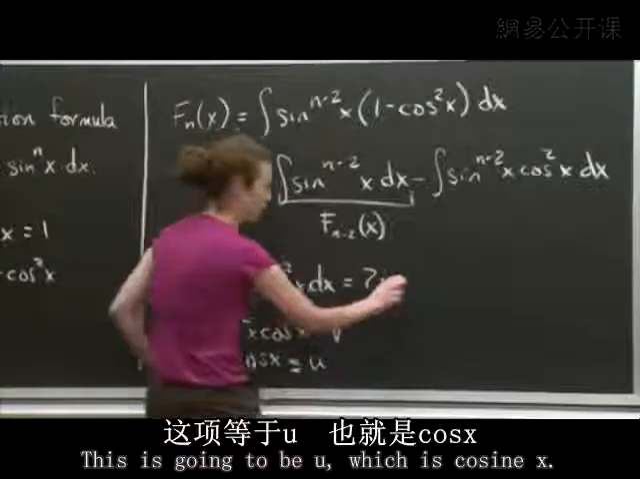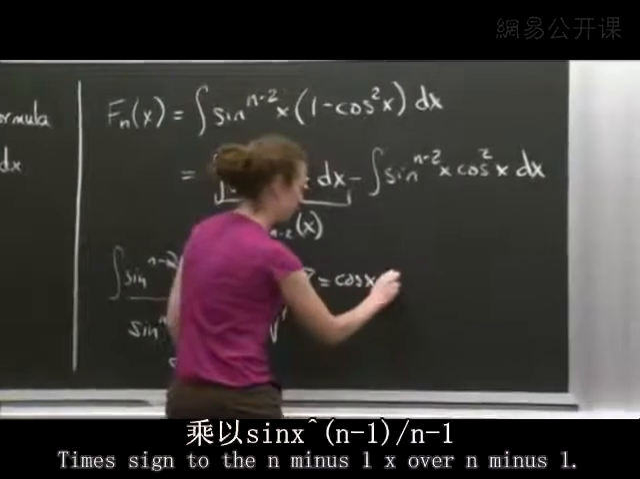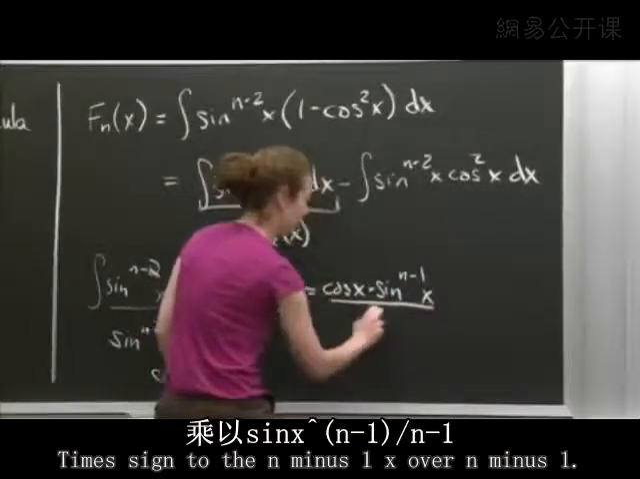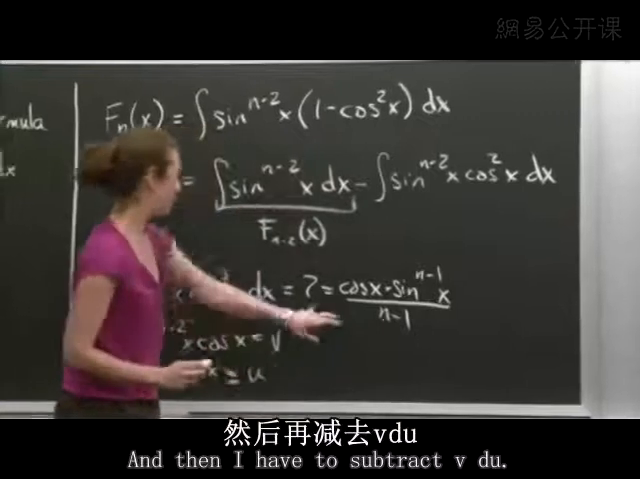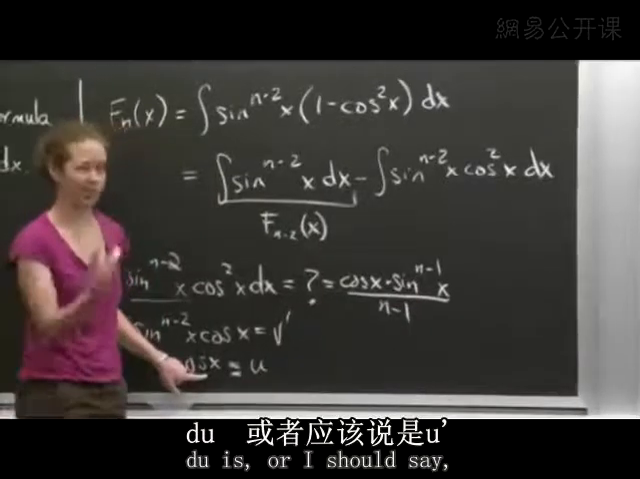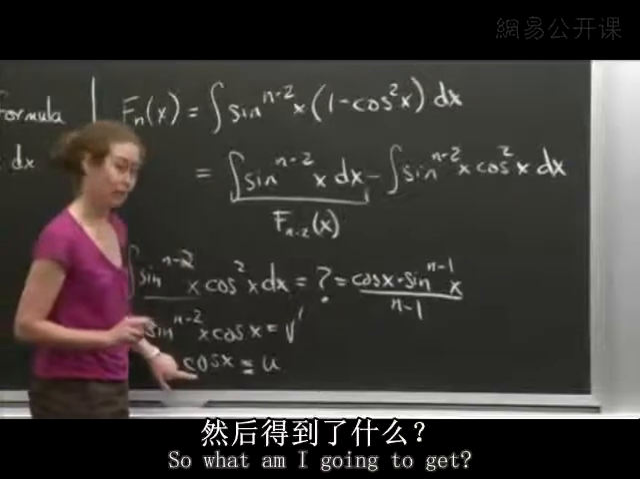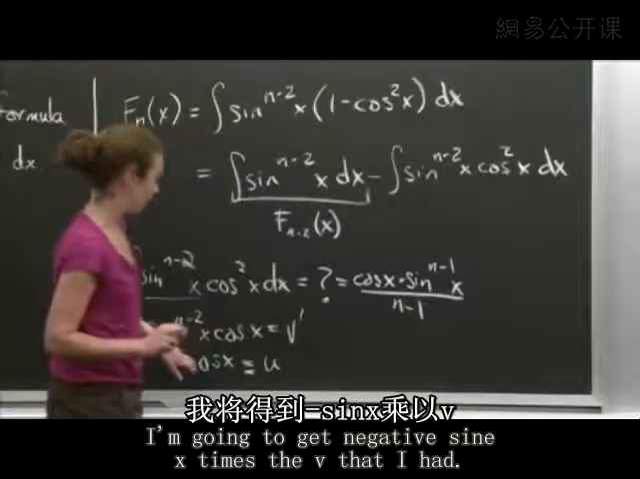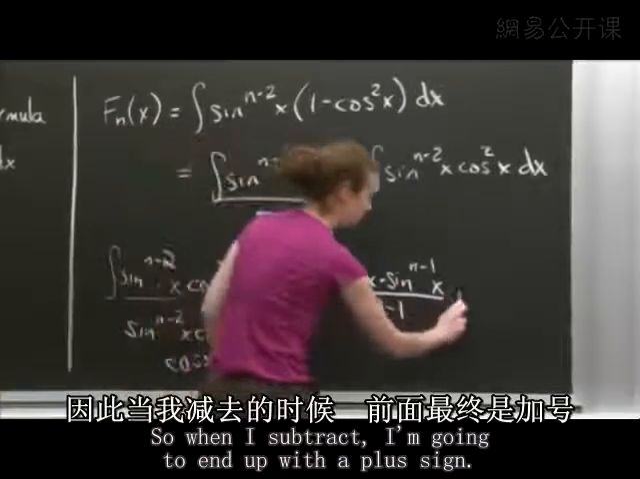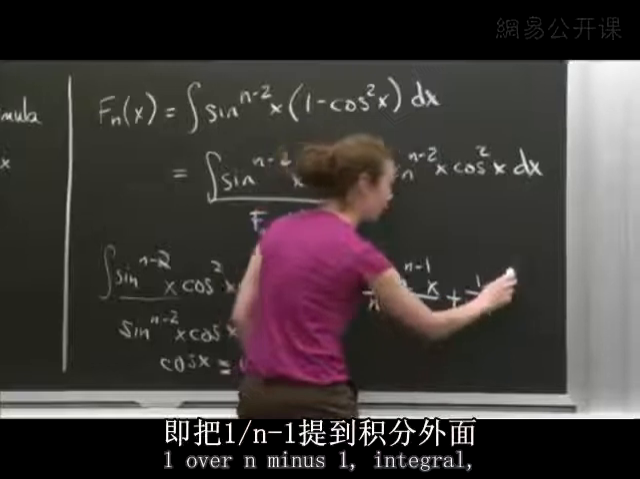This is going to be u, which is cosine x, and I'll just write down v here, times sine to the n minus 1 of x over n minus 1. And then I have to subtract v du. So this is v. And what's du? du is, or I should say u prime, as you saw it in class, u prime is negative sine x. So what am I going to get? I'm going to get negative sine x times the v that I had. So when I subtract, I'm going to end up with a plus sign. And I'm going to have plus, pulling out the constant, 1 over n minus 1, integral.